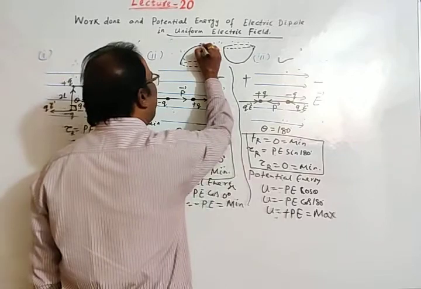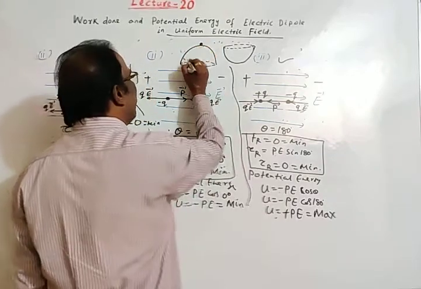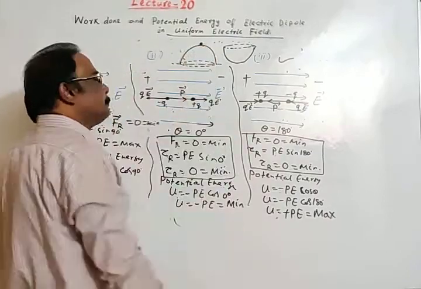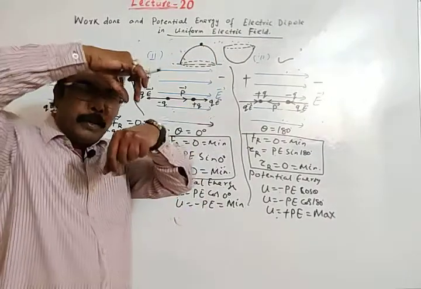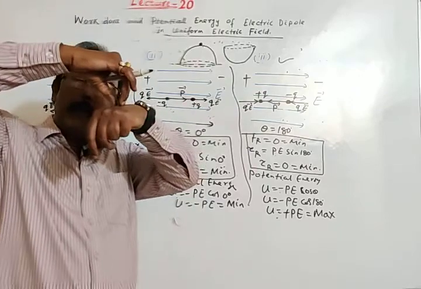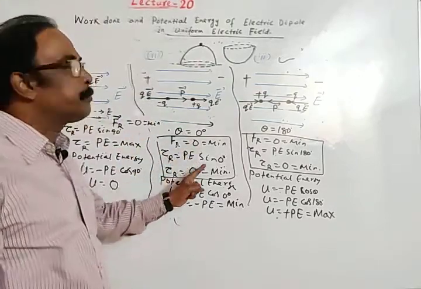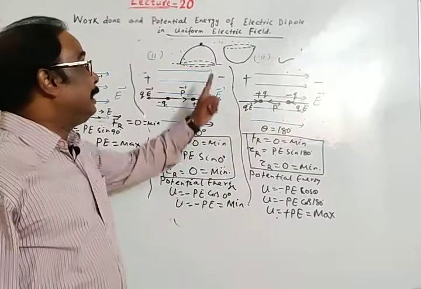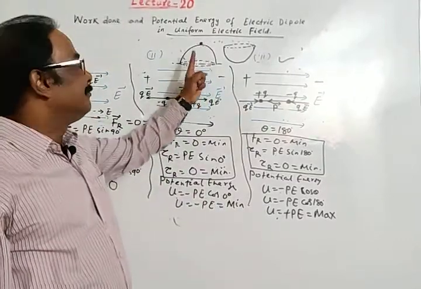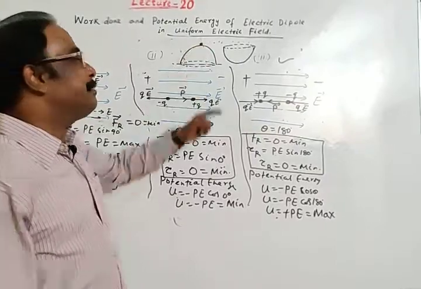If you keep a body at this position, I just kept the body at this position. Here resultant force is 0, resultant torque is 0, both the conditions are satisfied. But here potential energy is maximum.